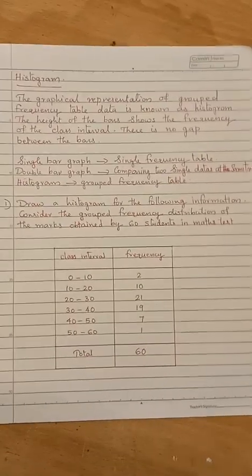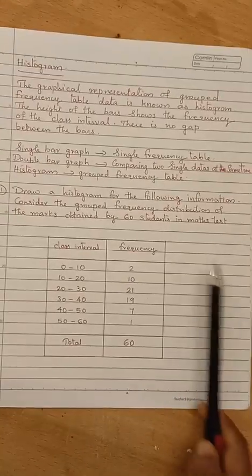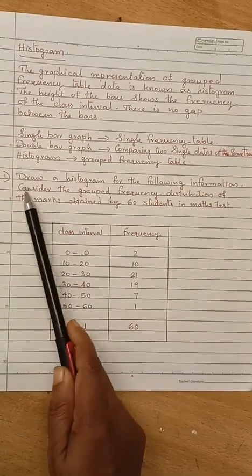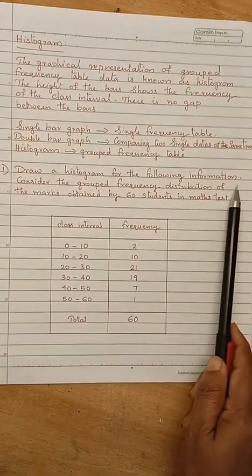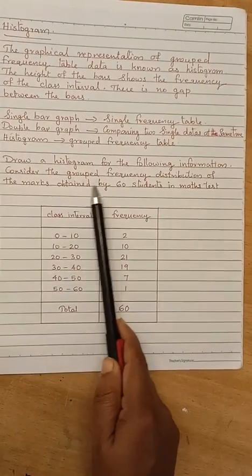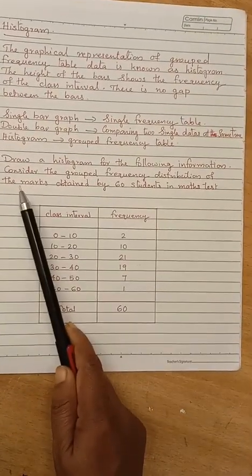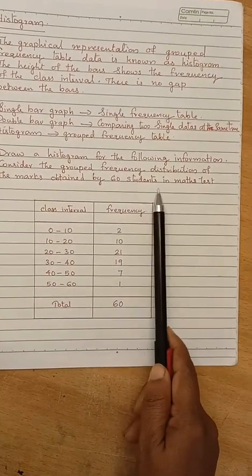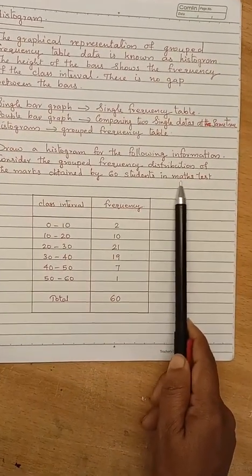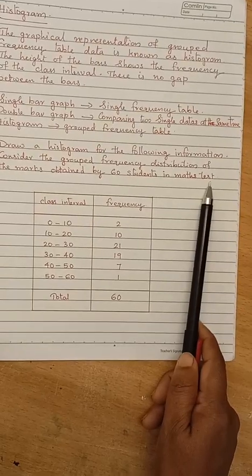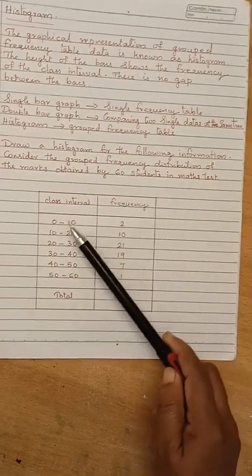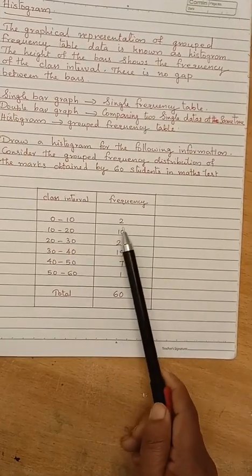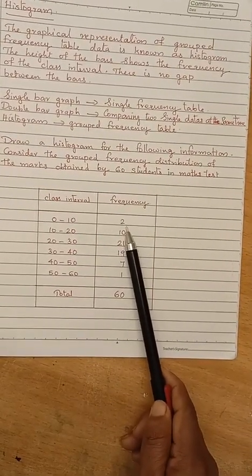Now I am giving one question to show how to draw a histogram. Draw a histogram for the following information. Consider the grouped frequency distribution of the marks obtained by 60 students in a maths class test. Here class intervals are given. That means 0 to 10: 2 students got in between 0 and 10.